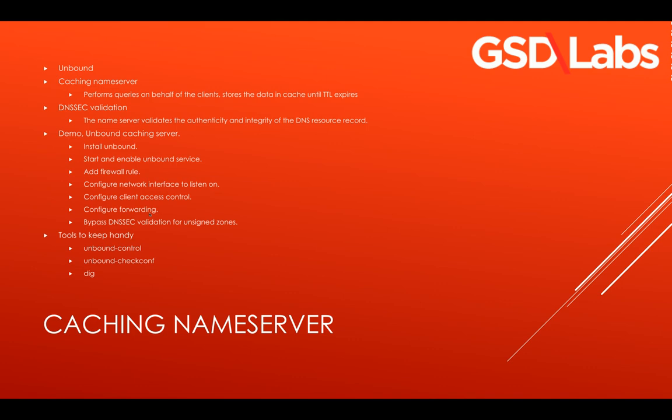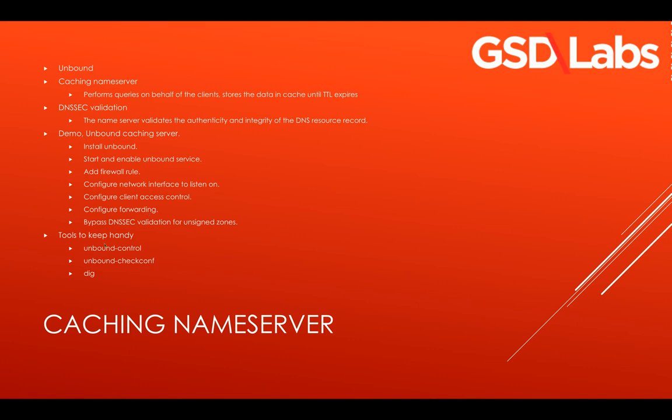So for that, we configure forwarding, which is basically an upstream DNS server. In our case, we're going to use 8.8.8.8. So we will tell this server, whenever you receive a DNS query, just send it to 8.8.8.8, and then that server will take care of finding the answer to the DNS question.